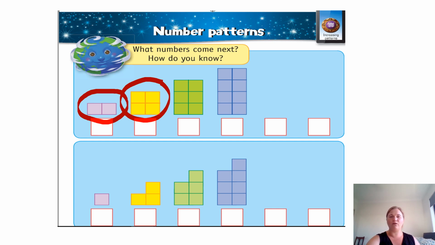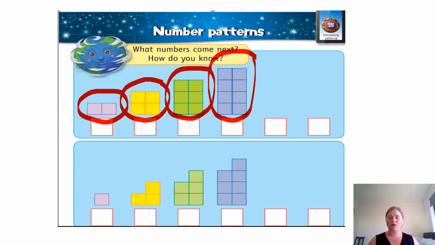Then I'd like you to have a look at the next lot of squares. Oh, there's 2 more again. Once again, you need to count how many squares and write them underneath. Think about how many squares are getting added on each time. That's right, there's 2 each time.